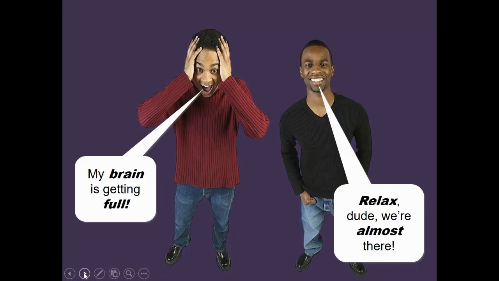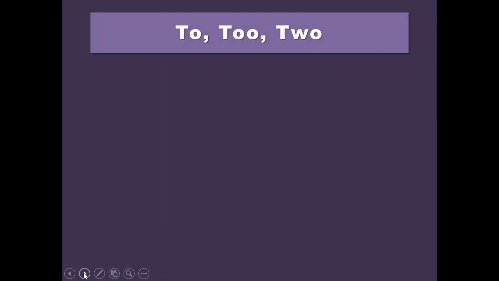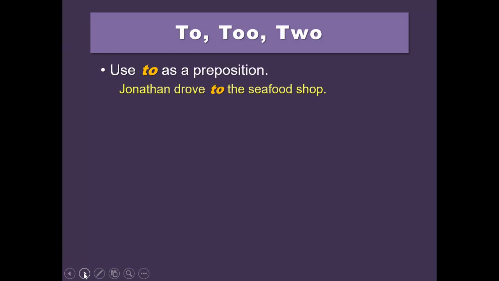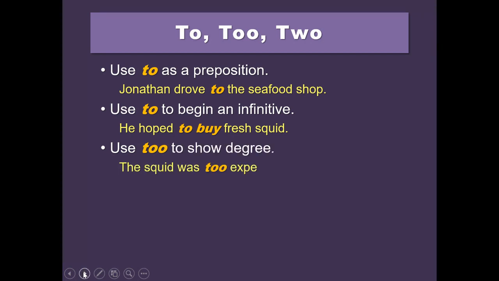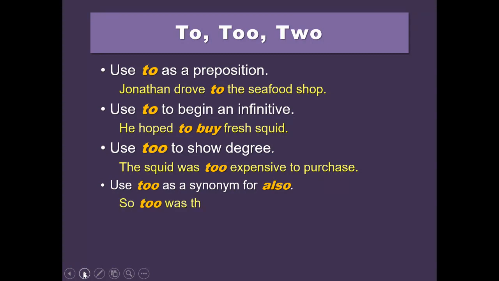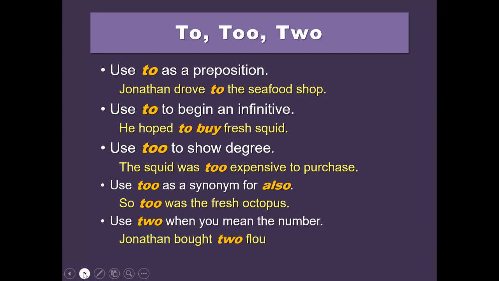All righty, so relax, we're almost done. All right, let's look at two, and two. The first type of two usually introduces a prepositional phrase. Remember, all prepositional phrases have a noun. It can also be used as an infinitive. An infinitive is two plus a noun. The other one is to show degree, or it can be a synonym for also. Like, that's just too much. Or I want to go to the store too, meaning also. And finally, the last one is the number two.